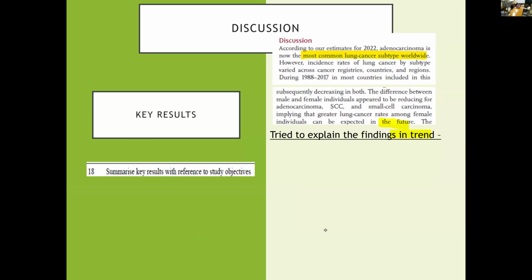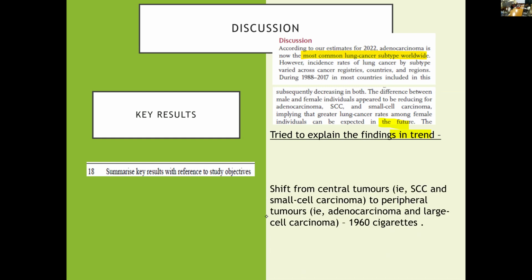Summarize the key results with reference to objectives. In the discussion they talked about how they found that adenocarcinoma is the most common subtype worldwide, and they looked at the trend changes. We saw the trend that adenocarcinoma is increasing, squamous cell which is associated with smoking is reducing, and the gap is closing. So they have tried to explain the trend.